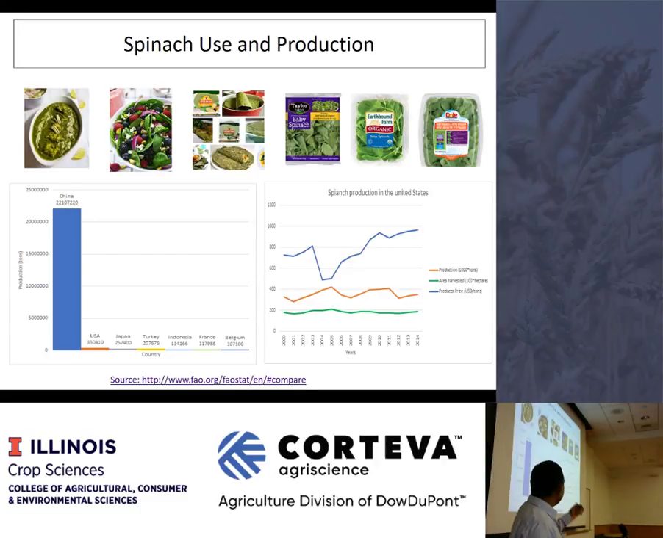Spinach, we basically know is used as salad, but depending on places and different countries and different people, they use it in different forms. We can see production. China produces more than many of the remaining 10 countries or more. US ranks second in production, but we can see on another chart here the production and harvested area are almost similar, stagnant for the last 10 years. However, there is an increase in price of spinach, so this is a good opportunity for growers.